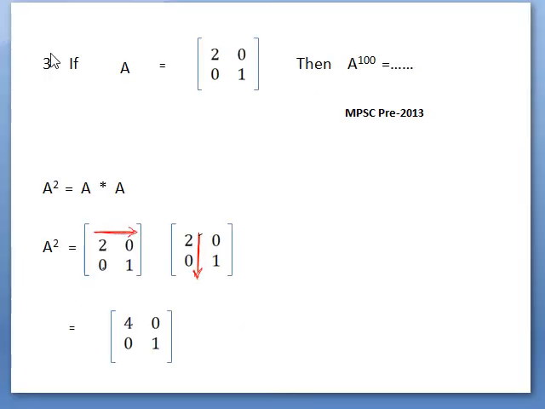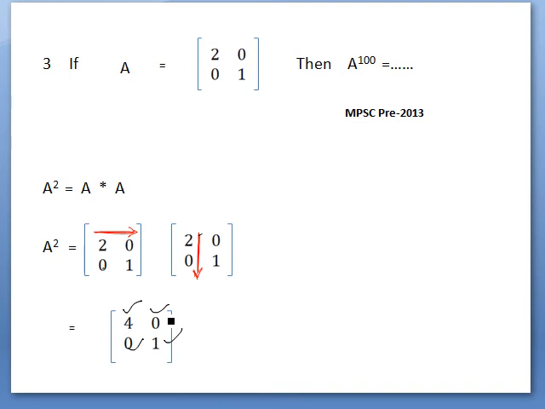Next we will switch to the third question. If the matrix A is equal to [2, 0; 0, 1], then A to the power 100 is. So we know that A square is equal to A into A. So if we multiply the matrix A with the matrix A itself, we have got 4, 0, 0 and 1. This 2 into 2 will be 4 plus 0 into 0 is 0. So A11 element will become 4. This 2 into 0 plus 0 into 1 will become 0.